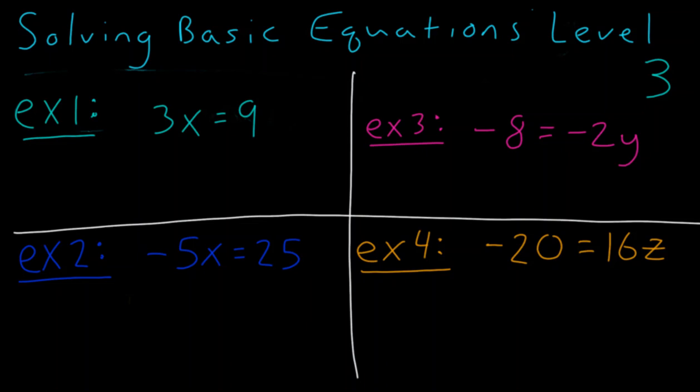Now in our very first example, we actually have something a little different. We have 3x equals 9. And a lot of students really don't quite understand this, but when two things are side by side, like the 3 and the x, they're actually being multiplied. So 3x is really saying 3 times x.